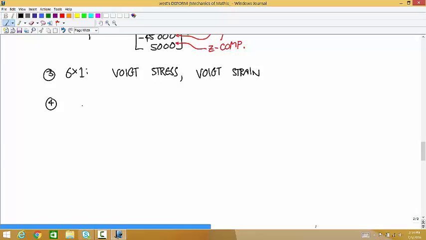And then the last size that we're going to see a lot is 6x6. This is the stiffness matrix and also the compliance matrix. These are both used for the same thing.